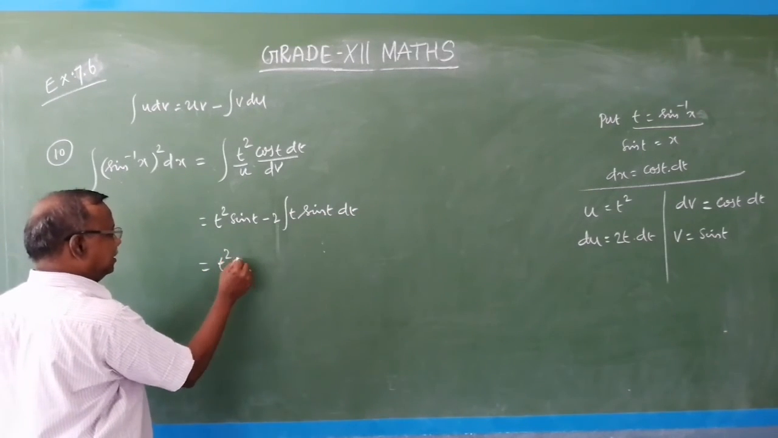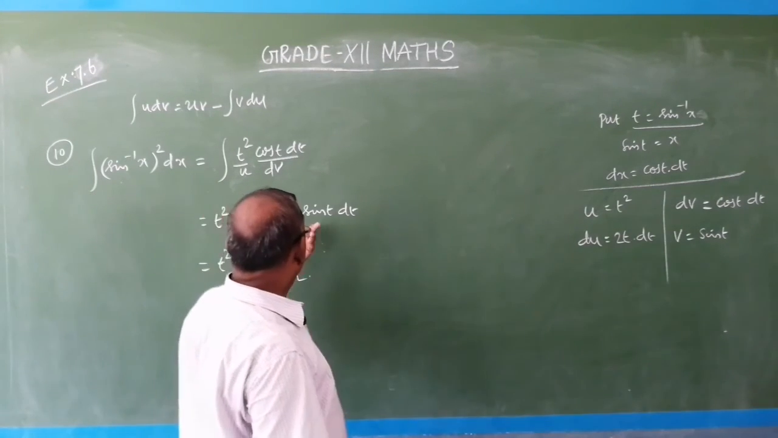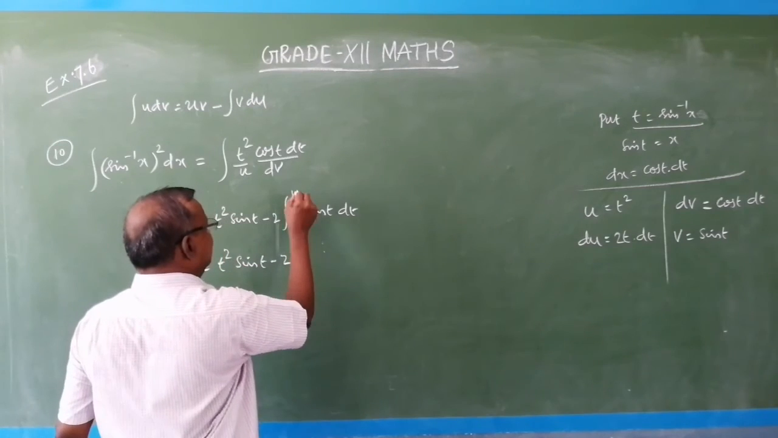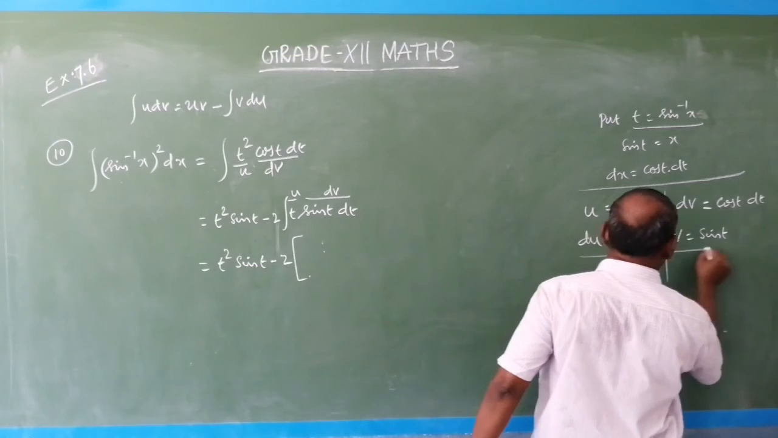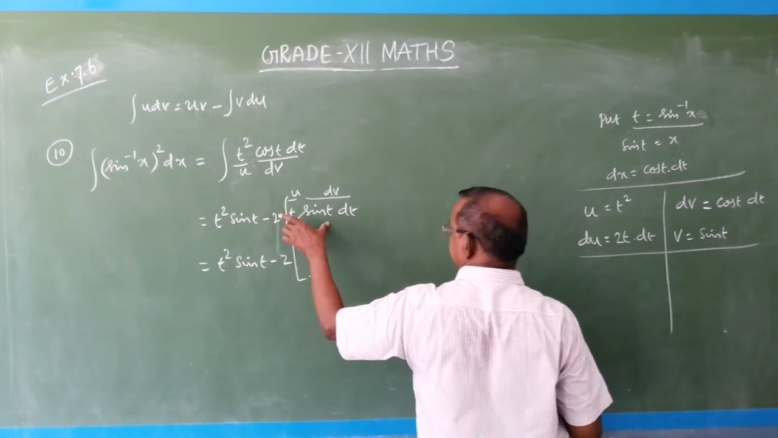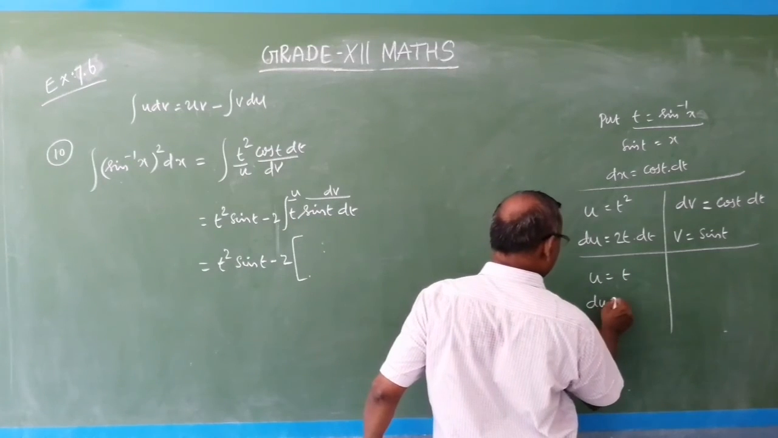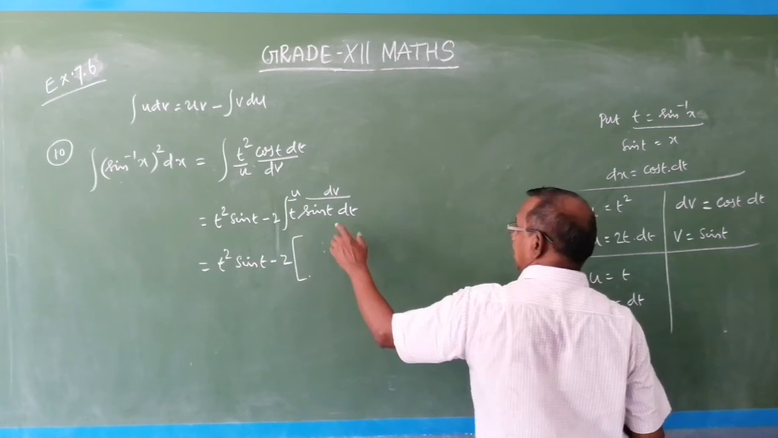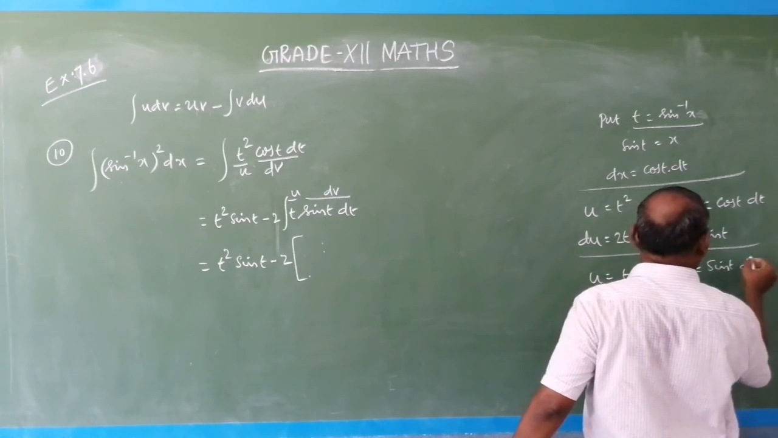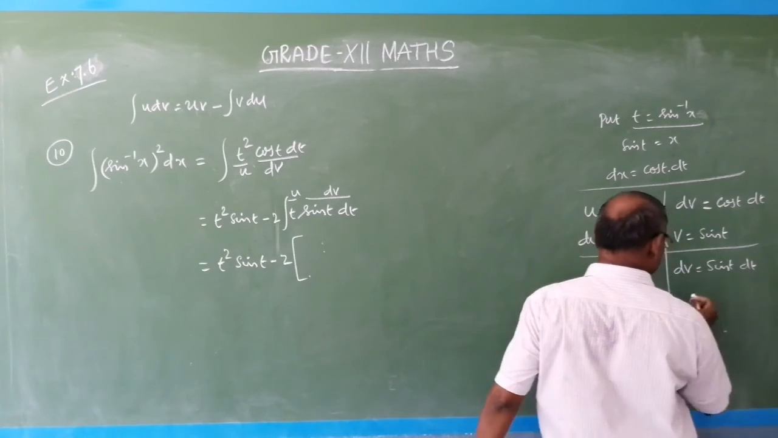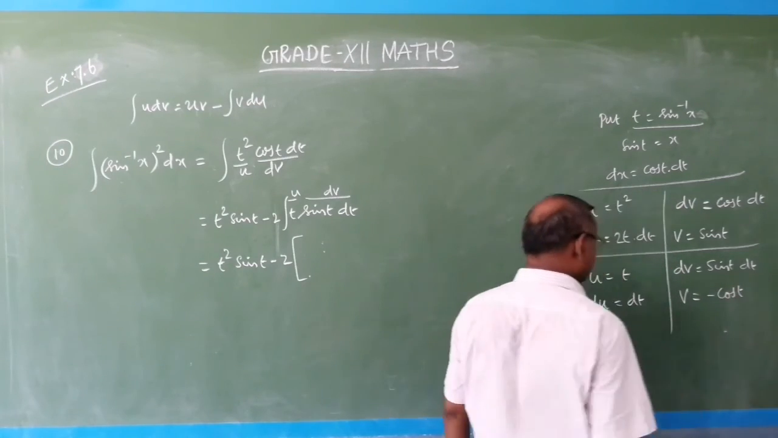This is equal to t square sin t minus 2 into, again this can be taken as u, this can be taken as dv. So, we need to integrate again. So, u equal to t, so du equal to dt and dv equal to sin t dt. Integrating this, v equal to minus cos t.